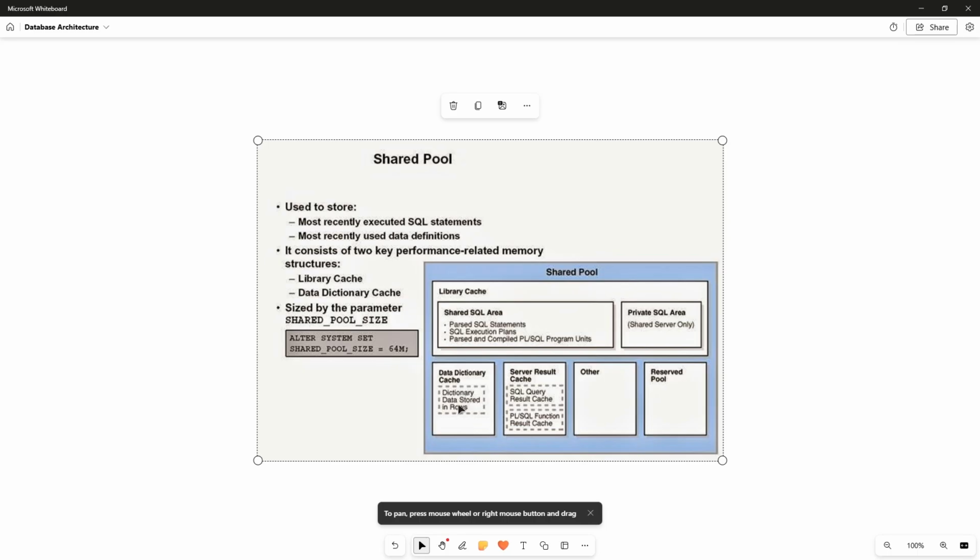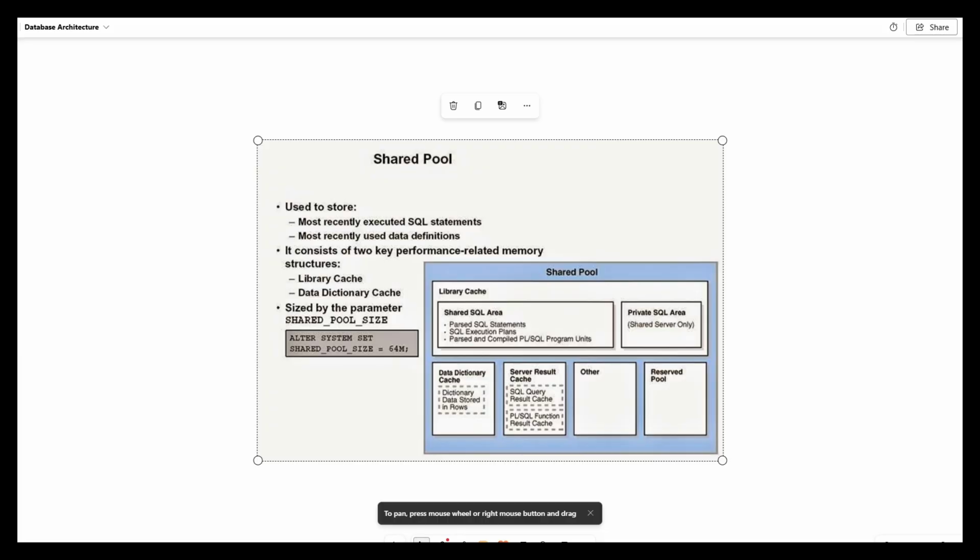What is the data dictionary cache? Data dictionary cache will have all the objects' information in your database. So tables, privileges, your data file locations, all that information will be available in the data dictionary cache. Okay, so data dictionary cache will have object related information. It's metadata information it will have. Okay, so let's look at our presentation.